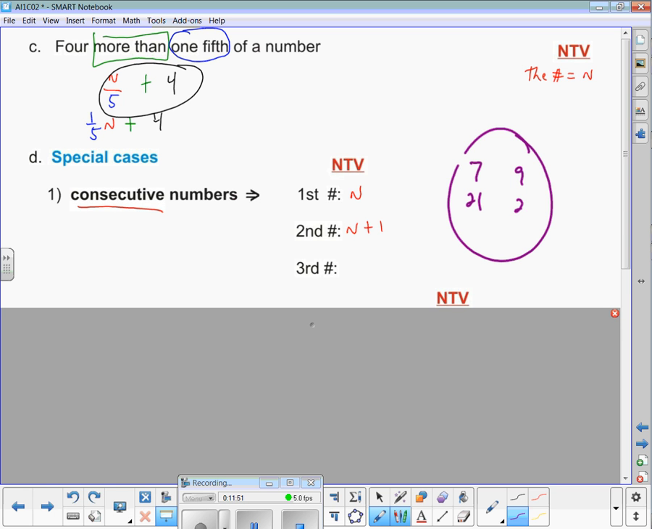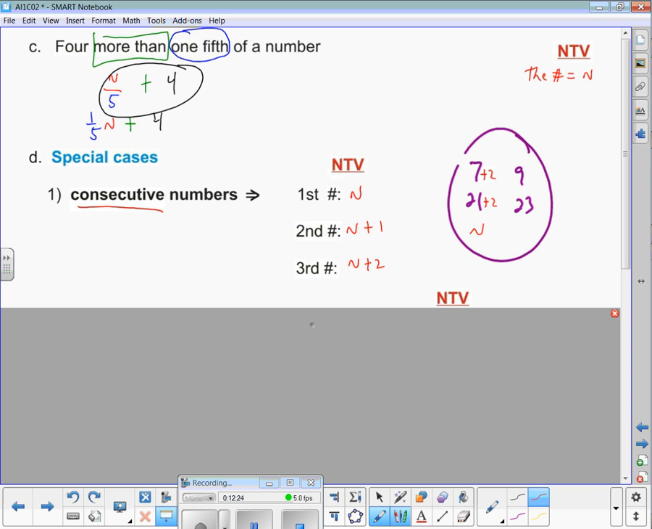21. 23. Okay, so n. And I hope you're thinking n plus 2, right? Because how'd you get from 7 to 9? You added 2. How did you get from 21 to 23? You added 2. Now you might say, no, I counted. Well, I know, but what is counting? To go from 7 to 9, you're adding 2. To go from 21 to 23, you're adding 2. So to go from n to the third number, you're adding 2.